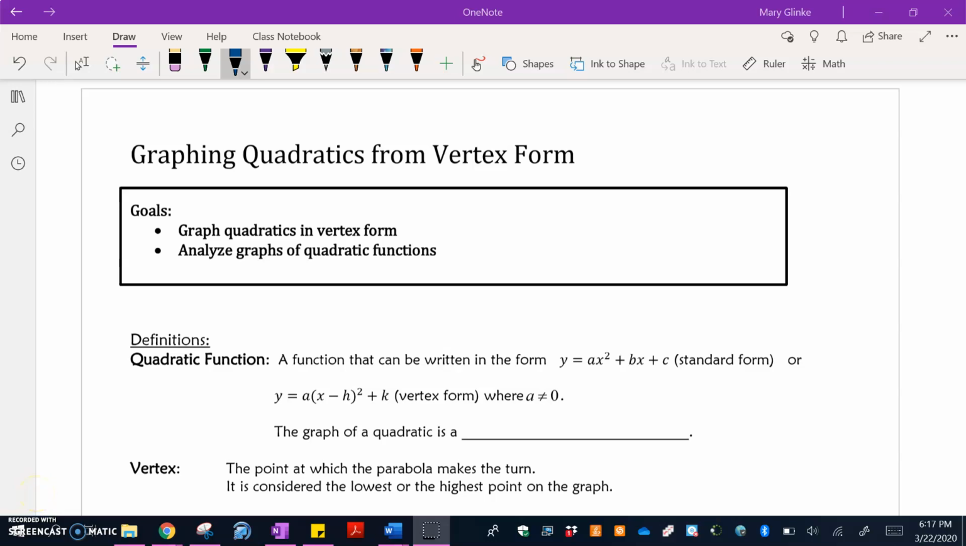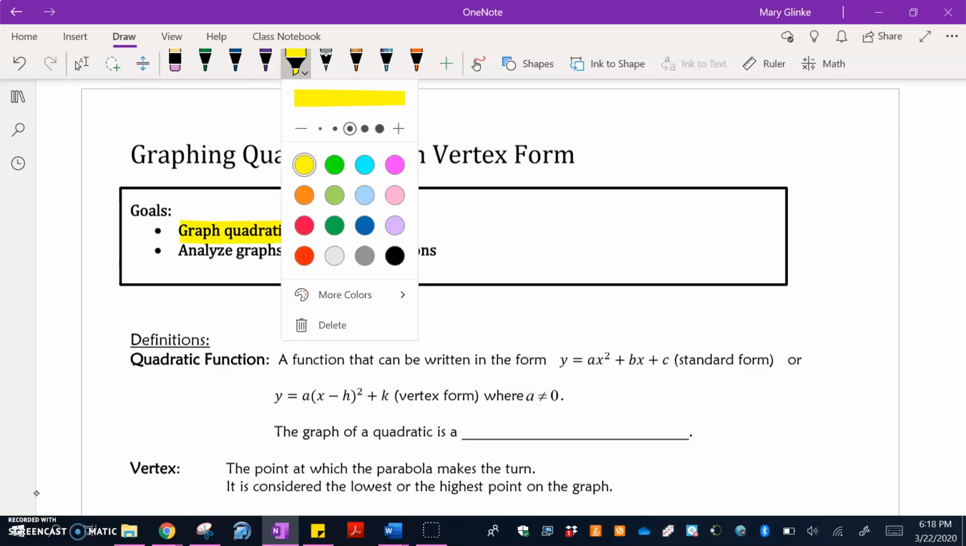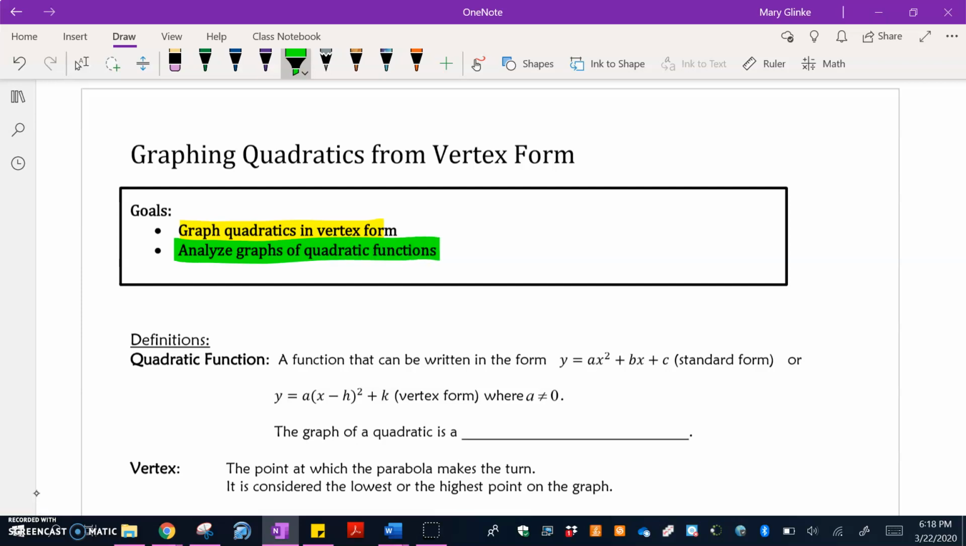Hello everyone, today we're going to be graphing quadratics from Vertex Form. We have two main goals. The first one is to actually graph the quadratics in Vertex Form. The second main goal is to, after we've graphed it, then analyze the functions.